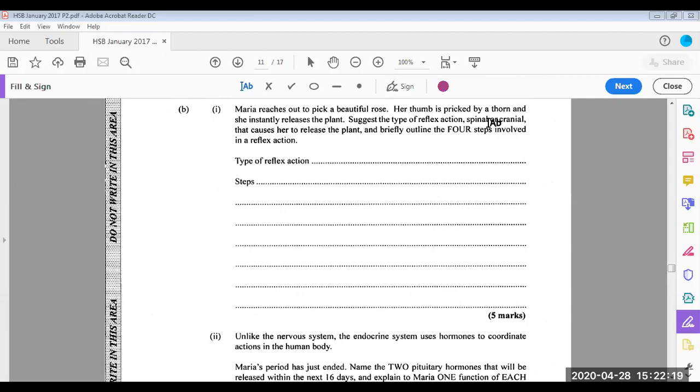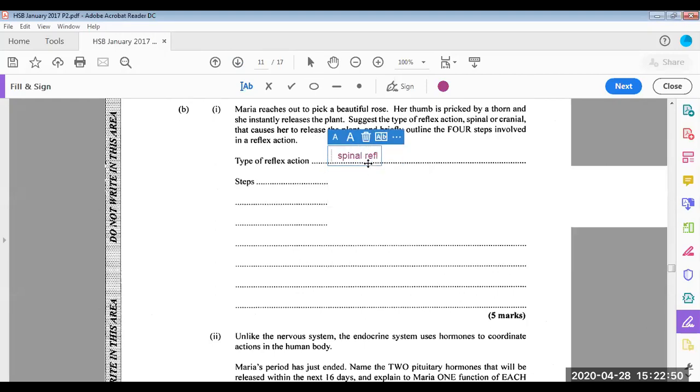Mariah reaches out to pick a beautiful rose. Her thumb is pricked by a thorn and she instantly releases the plant. Suggest the type of reflex action, spinal or cranial, that caused her to release the plant and briefly outline the 4 steps involved in a reflex action. Type of reflex action, spinal reflex. Right. So obviously, if she picked the rose, dropped it, that's what you call spinal reflex.